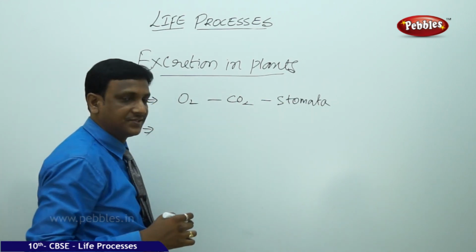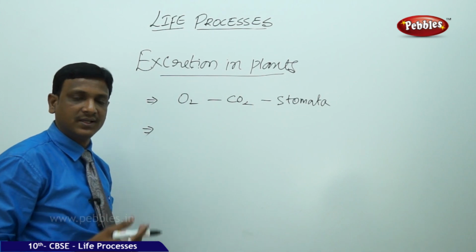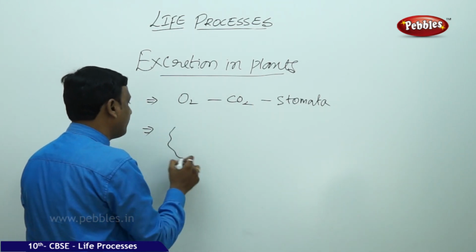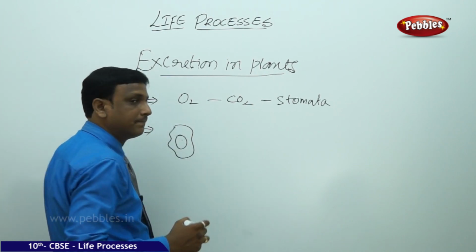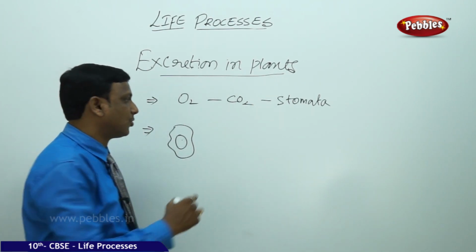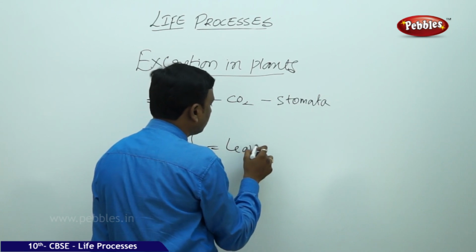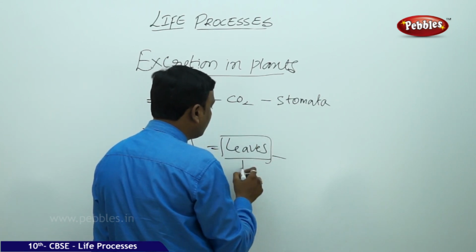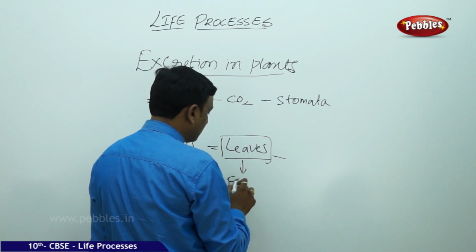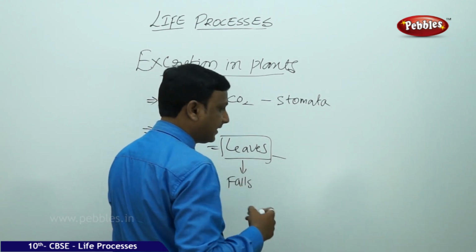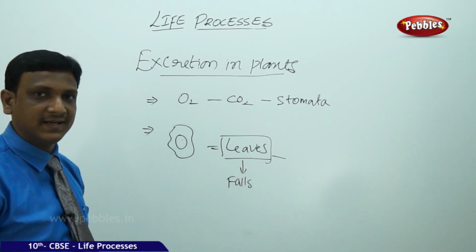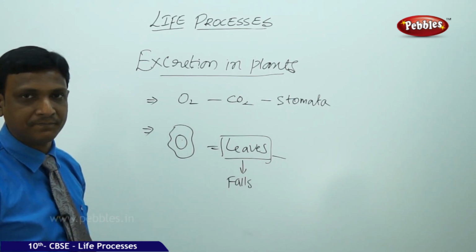But what about the other wastes, metabolic waste? The reactions take place in their cells and many materials are produced. These materials are stored in the vacuoles of the cell. Sometimes they are stored in the leaves. Wastes are stored in the leaves and seasonally or occasionally the leaves fall. Sometimes these leaves, after completing their life, become yellow and dry and fall down. So along with that leaf, the waste is sent out of the body.